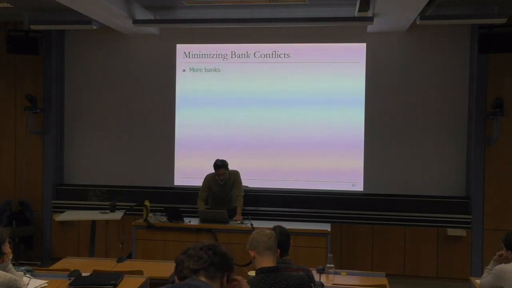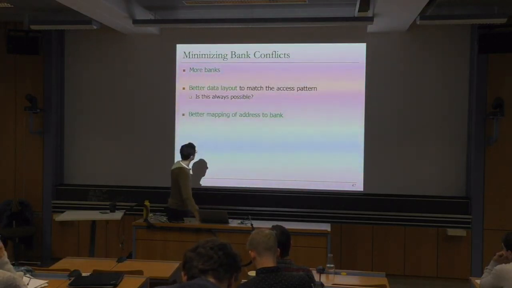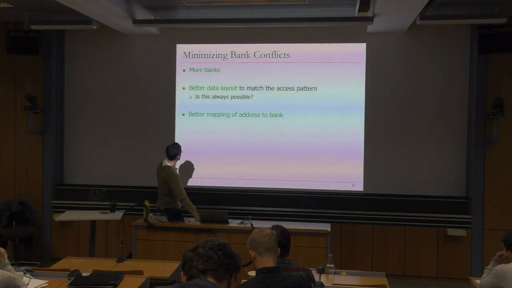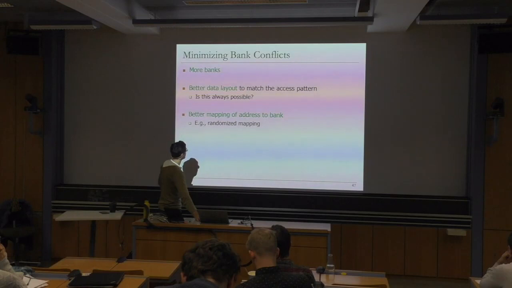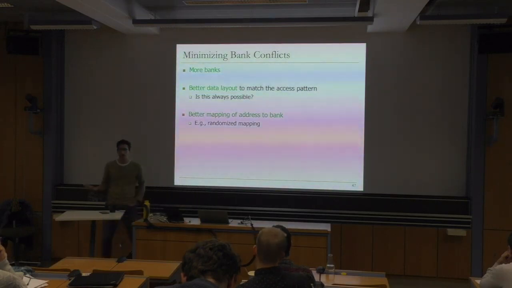Anyway, that's one possibility. We will talk about that one probably in more detail in a later lecture. And then another possibility is to do a better mapping of address to bank, for example, a randomized mapping. There are, for example, hash functions that you can use.